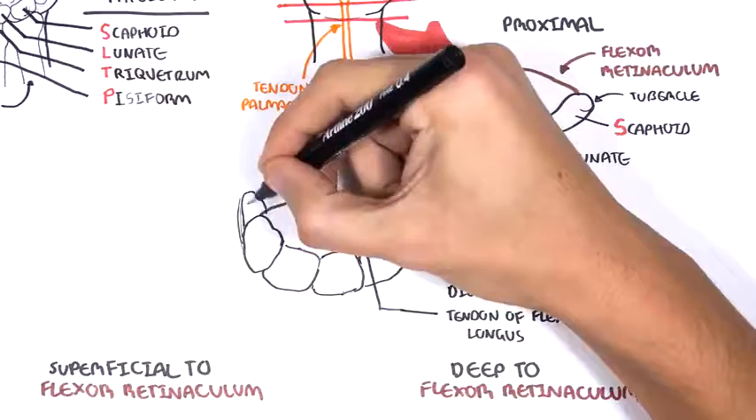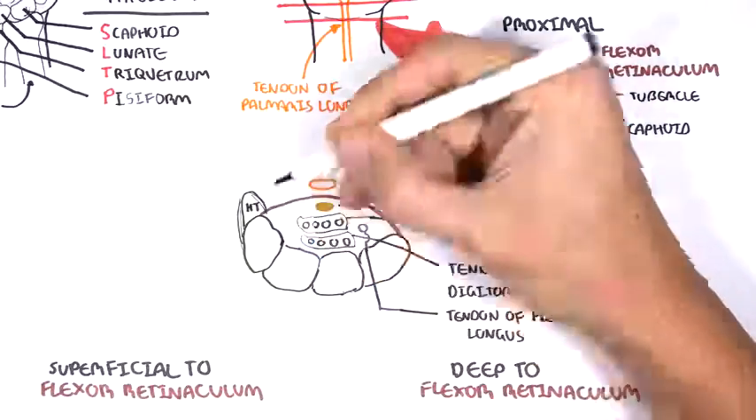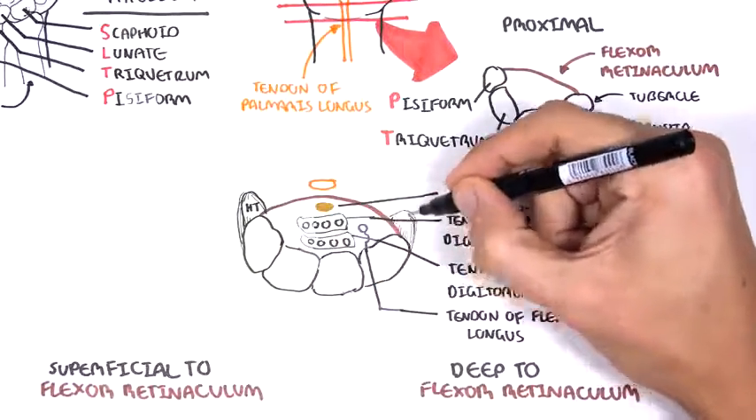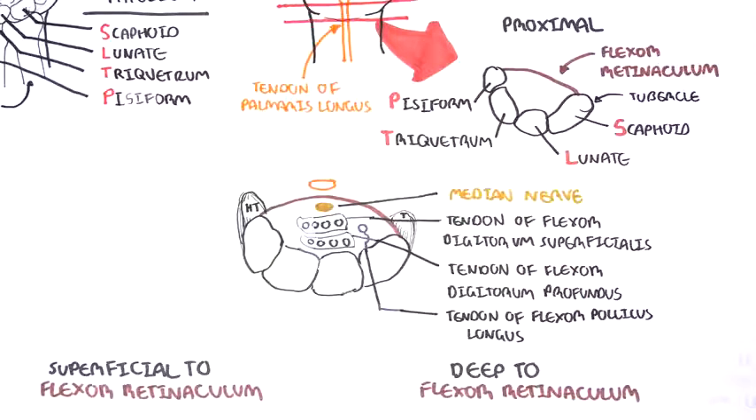I just want to add the hook of hamate here and the trapezium here. Again, these are the distal carpal bones. Okay, so the structures that run superficial to the flexor retinaculum include the tendon of palmaris longus, which I talked about.